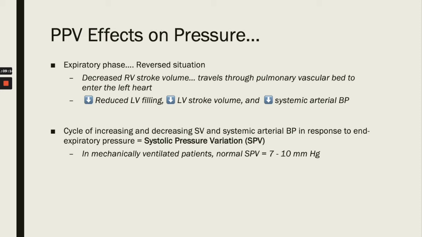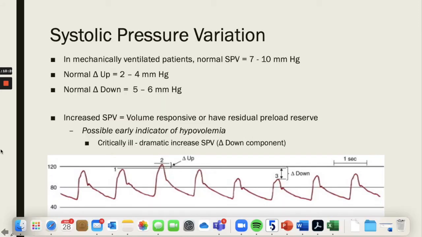And so in our mechanically ventilated patients, a normal SPV is anywhere from 7 to 10 millimeters of mercury. Now, remember, this is only in mechanically ventilated patients. If your patient is spontaneously breathing, this is not the same because there's not positive pressure ventilation. It's in a patient that's receiving positive pressure ventilation. But your normal SPV is 7 to 10 millimeters of mercury. So in positive pressure ventilation, our systolic blood pressure increases on inspiration and it decreases on expiration, which we just talked about in the previous two slides.